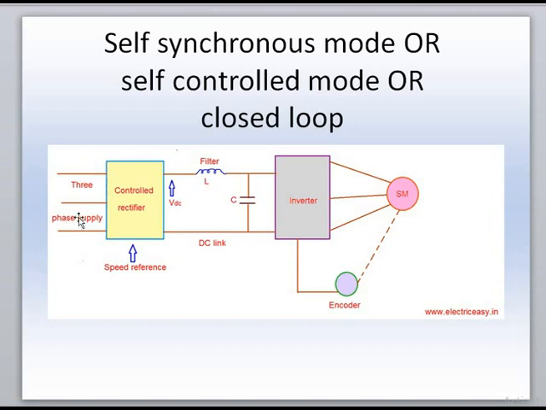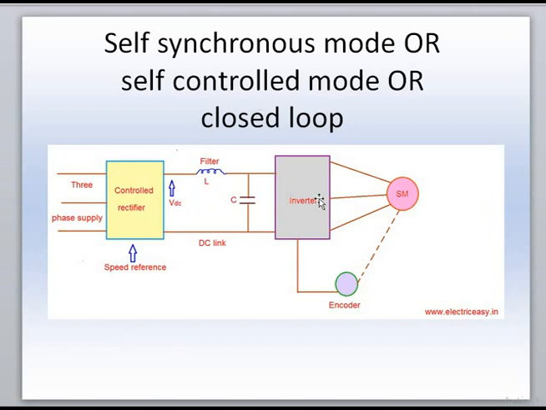See here, there is a three-phase supply which is given to the control rectifier, which converts AC supply to DC, and this DC is given to the DC filter. The DC filter will give a pure DC as input to the inverter circuit. That inverter circuit will convert DC to AC. Okay, this is the basic concept of closed loop system.